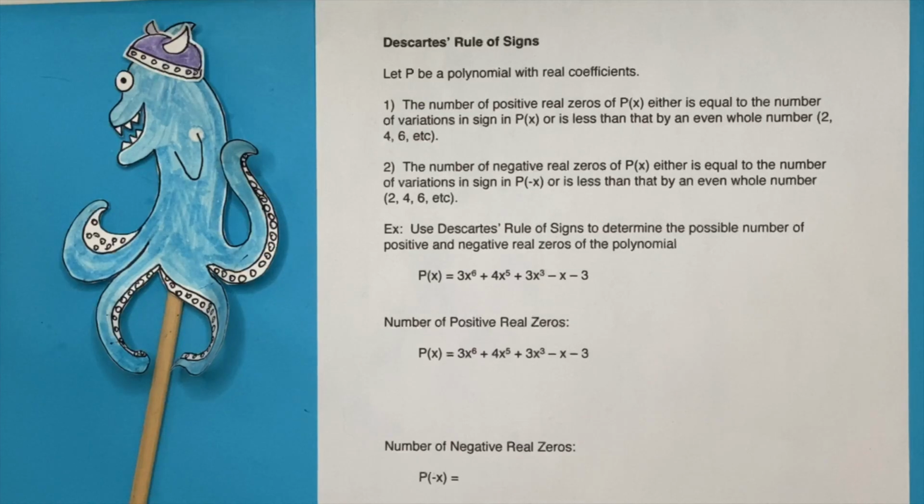Okay, and then number 2, the number of negative real zeros of P of x either is equal to the number of variations in sign in P of the opposite of x or is less than that by an even whole number, 2, 4, 6, etc.